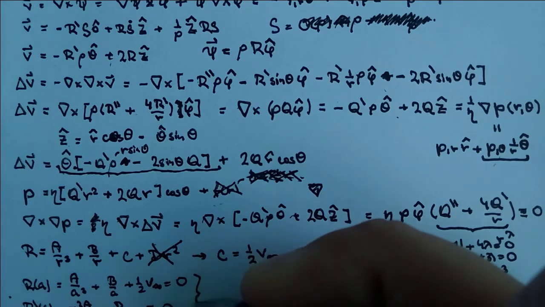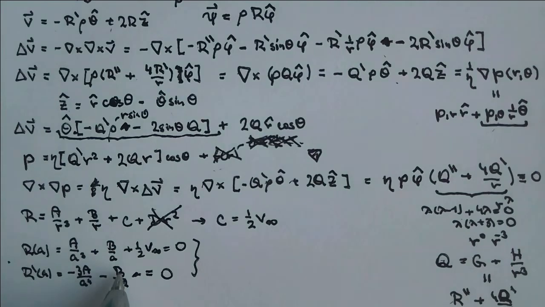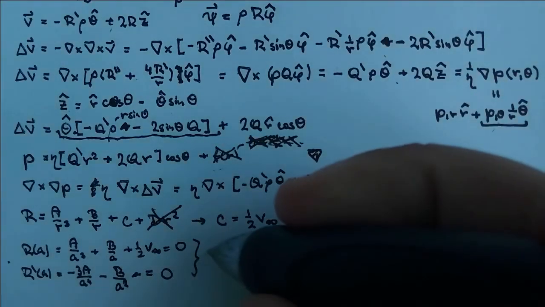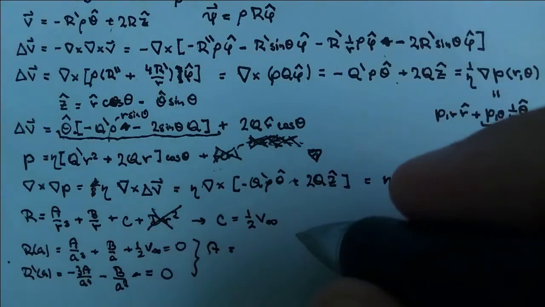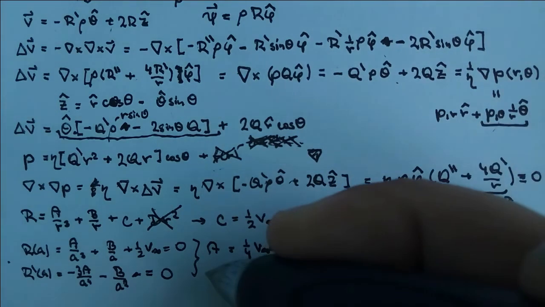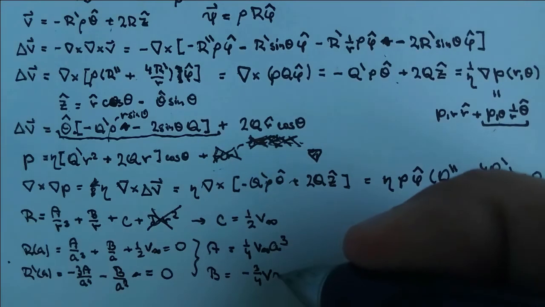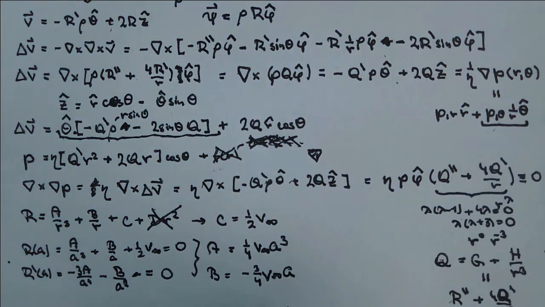0. That's 0. As you see, this factor must be 3 times as big as this, with opposite signs, and if you sum them you have to arrive at 1/2. The only solution is that a must be 1/4 of v infinity a cubed, and b is with opposite sign, 3/4 v infinity a. That's the form of the solution, and yes, that's basically the b term.